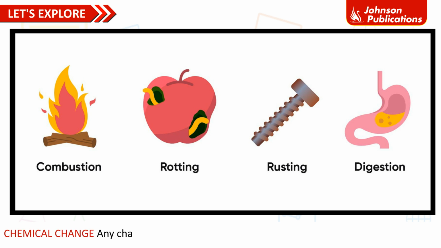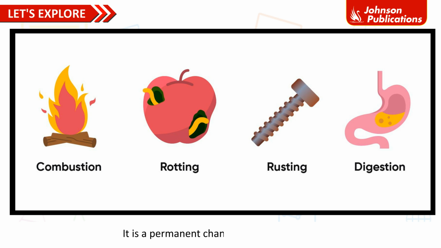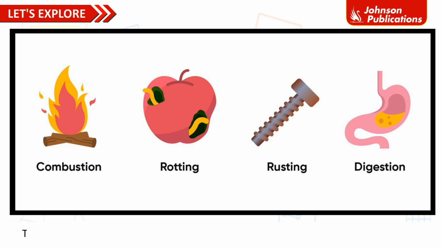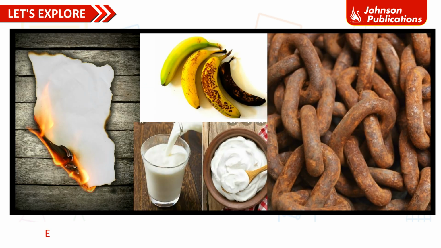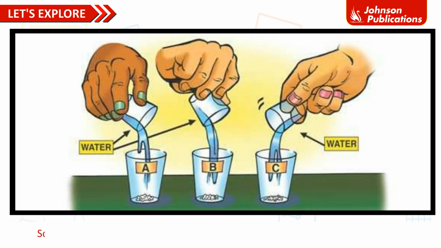Chemical change. Any change where new substances are formed is called a chemical change. It is a permanent change and is irreversible. When you heat or cool a substance, there is a permanent change in the state of matter. This means that a new substance is formed and you cannot get back the old substance. Examples: burning of paper, ripening of fruits, curdling of milk, rusting of iron.